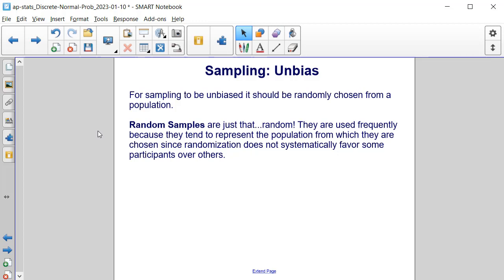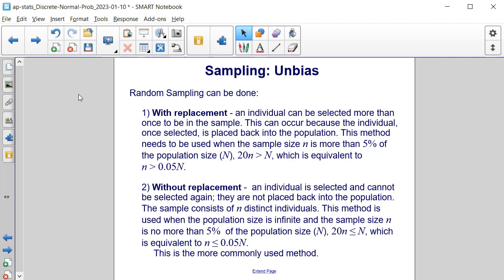Random samples are just that, they're random. They are used frequently because they tend to represent the population chosen, since randomization does not systemize some participants over others. Random sampling can be done in a couple of different ways. The first way is with replacement. This is when an individual can be selected more than one time to be in a sample. This can occur because the individual, once selected, is placed back into the population.